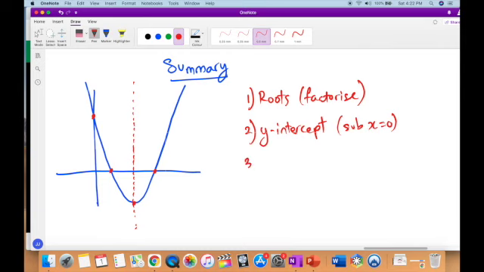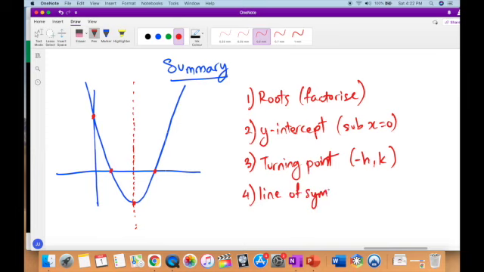Number 3, we need the turning point, which is minus h, k, and you get that from completing the square. And number 4, we need the line of symmetry, which we don't really need actually, but it is fair, and that is x equals minus h. This is a total summary of sketching a quadratic. So write this down and tell me when you're done.